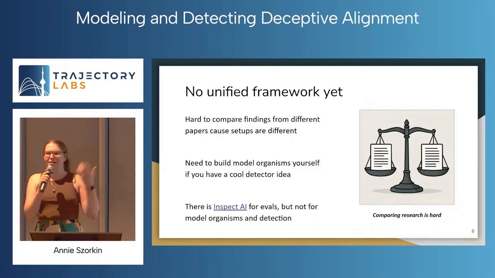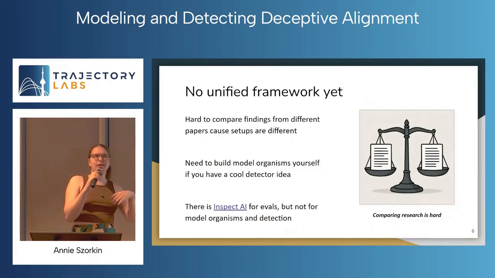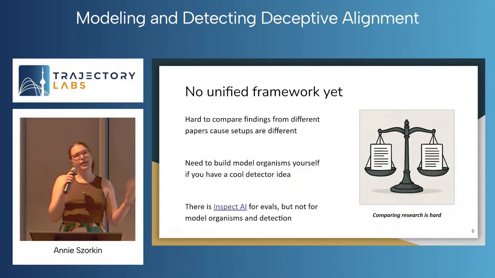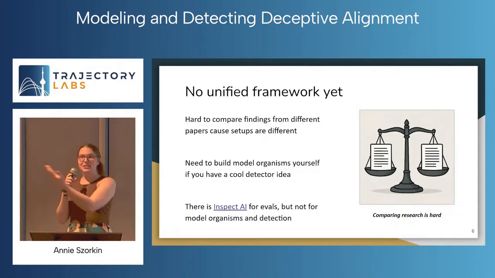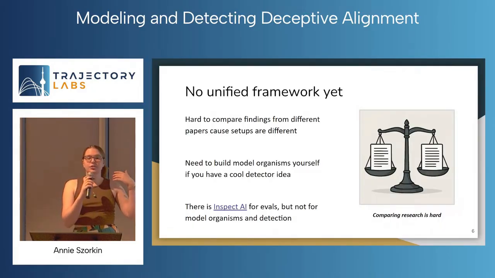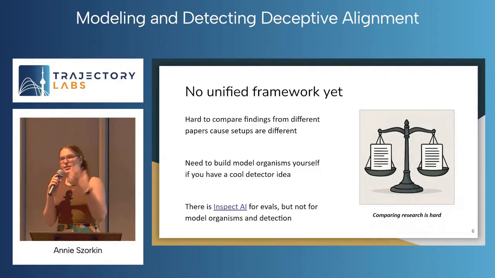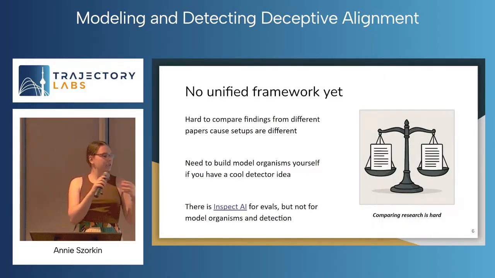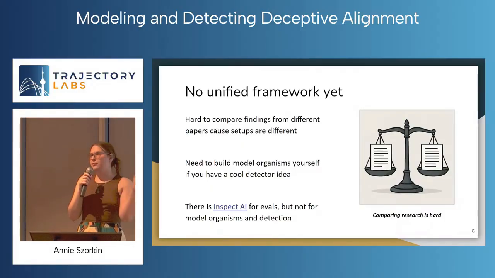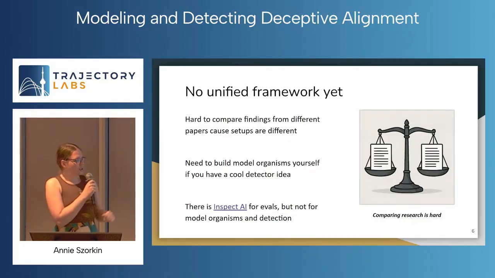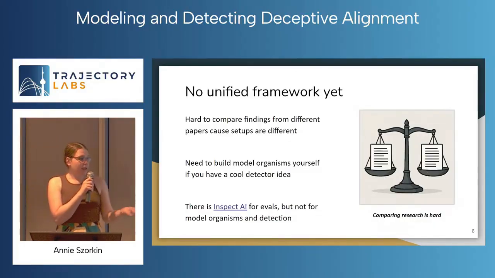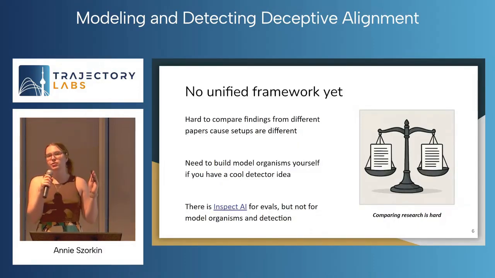If you have two papers, one with 65% accuracy and another with 70% accuracy in detecting deceptive alignment, is this 70% actually better than the 65%? I don't know, because the environment, the setup, and the way they implemented all of these things are really relevant and important, and this 5% of difference may easily be noise. So comparing research is hard, especially if the frameworks and setups are different.